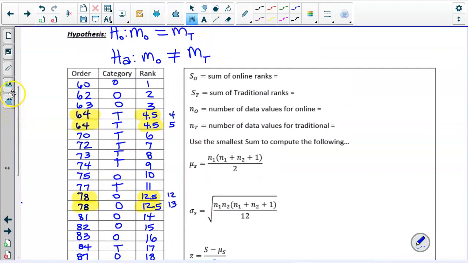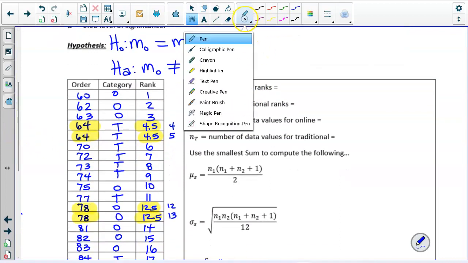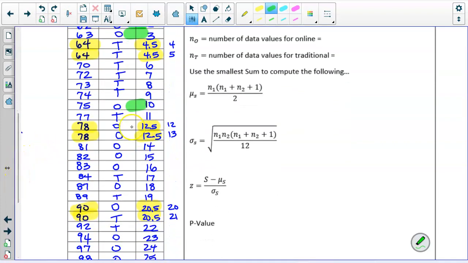So if you look, we can now find the two sums, okay? So you have to rank the data first, and then you find the sum for each one. So I'm going to find the sum for my online ranks and the sum for my traditional ranks. So that's why I use another highlighter. So right here, I went through and highlighted all the O's. So I highlighted right here between them, just so that's a T, so I don't need that. So all the O's I highlighted so I could add them together in just a second.